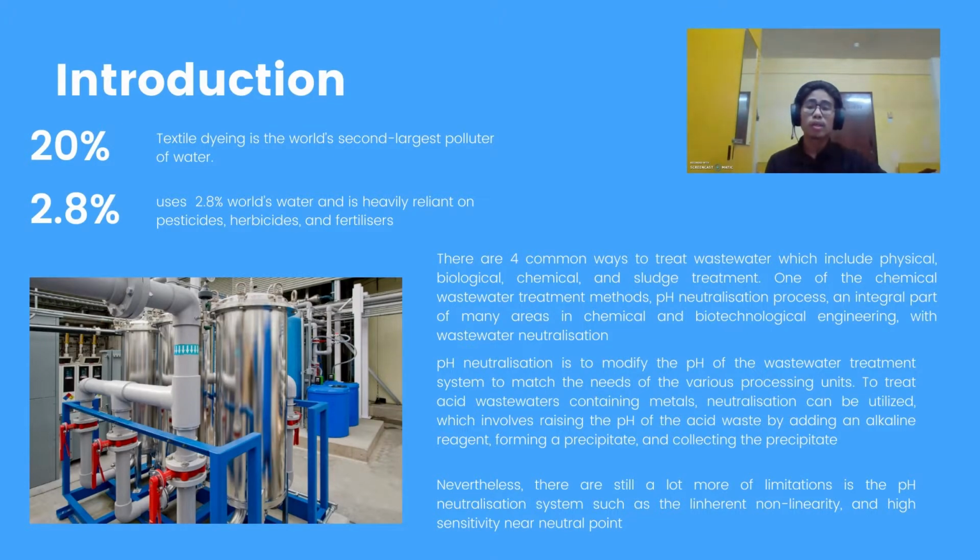There are 4 common ways to treat wastewater, which include physical, biological, chemical, and sludge treatment. One of the chemical wastewater treatment methods is pH neutralization process. pH neutralization function is to modify the pH of the wastewater treatment system to match the needs of the various processing units. Nevertheless, there are still a lot of limitations to the pH neutralization system, such as the inherent non-linearity and high sensitivity near neutral point.